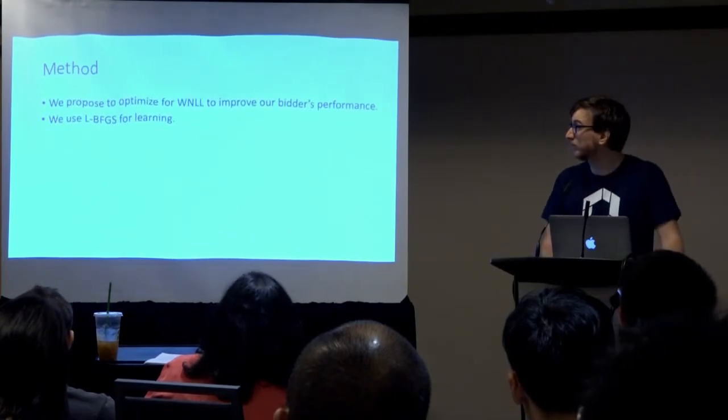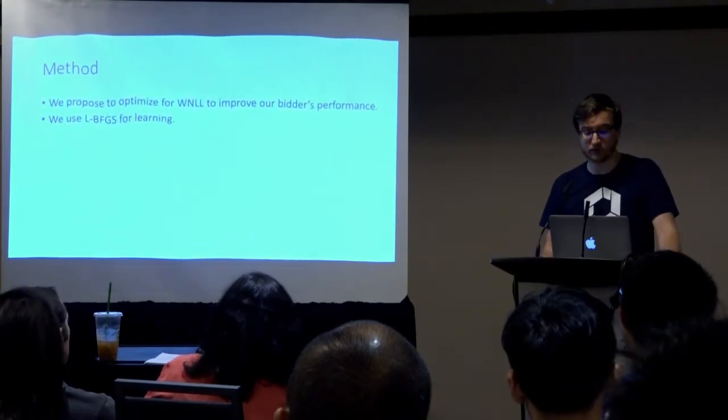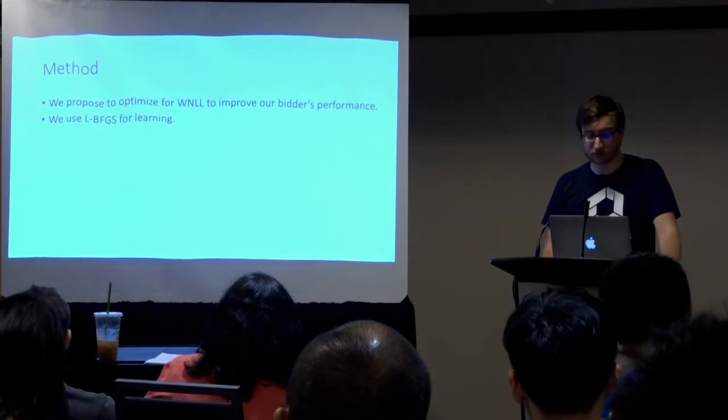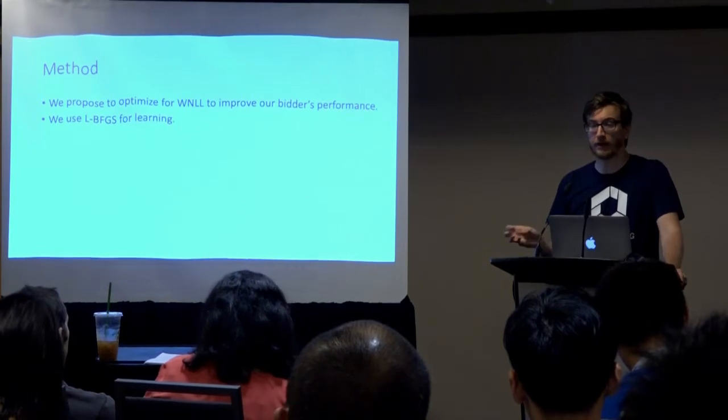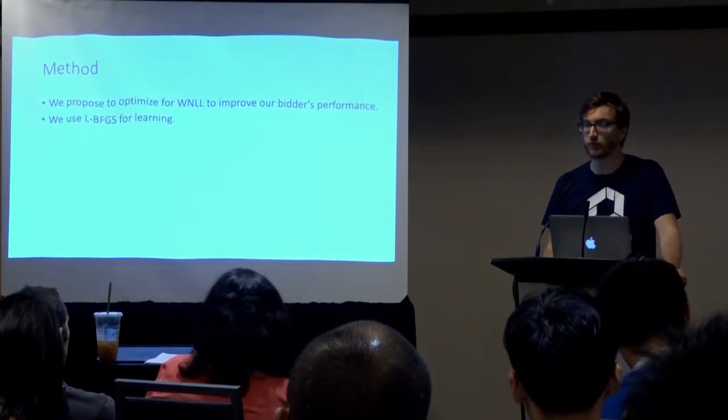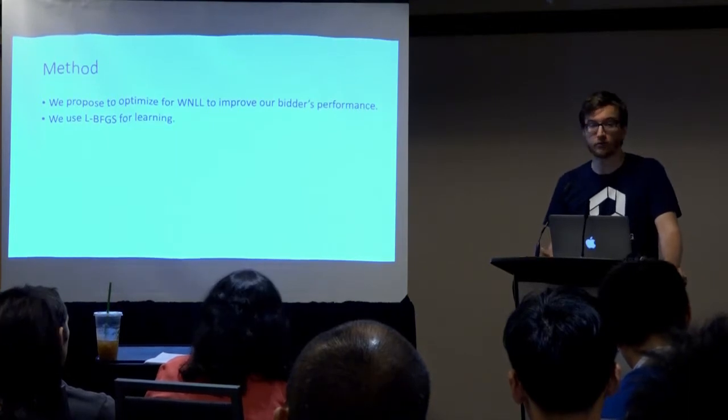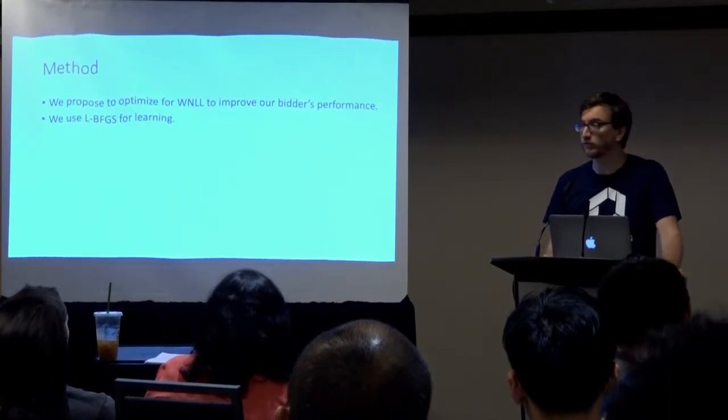So moving forward, we propose to optimize for the weighted log loss to improve our bidder performance. And here, just a side note, there are many different ways you can add that in your optimization. Here we rely on a batch method, we rely on LBFGS for the optimization. And so it's really easy to add the weight because you can simply multiply your gradient by the weight.